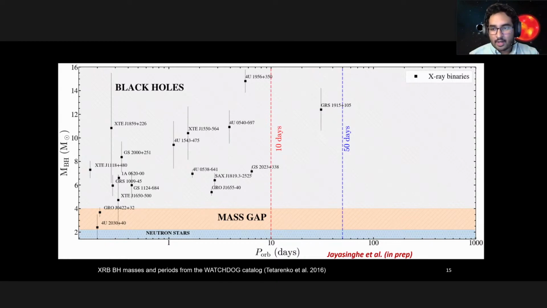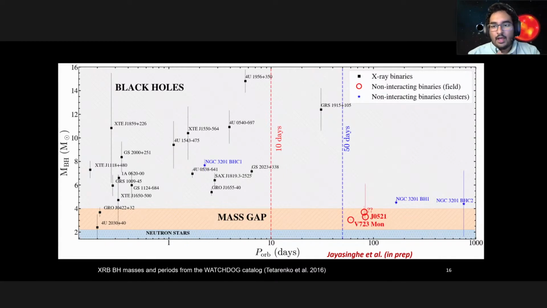There are a few compact objects in binaries with orbital periods greater than about 10 days. But does that mean that these binaries, the ones with long periods, don't exist? Of course not. We just haven't found them yet. And this is what the same plot looks like with recent discoveries of non-interacting systems included. The blue points are discoveries from a long-term radial velocity study of the NGC 3201 cluster conducted by Giesers et al. The red circles are the discoveries of non-interacting compact objects in the galactic field.